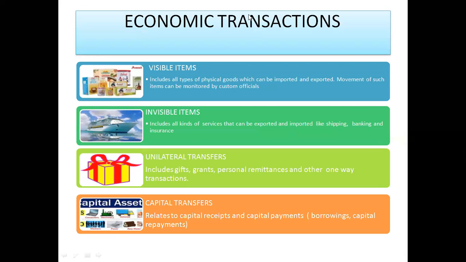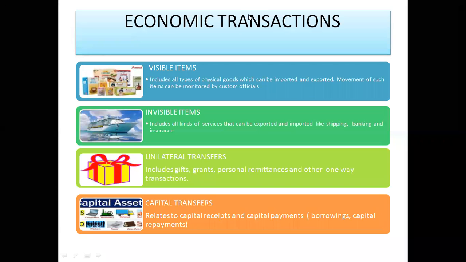And the fourth and last transaction that comes under the economic transactions, which can take place between two countries, is capital transfers. Capital transfers means where we are talking about capital receipts and capital payments, which we have already covered in the chapter on budget. Like borrowings, tell me, would borrowings be a capital receipt or capital payment? When I am borrowing or taking a loan from any other country, it would be a capital receipt. Of course it would be a capital receipt. Why? Because it is creating my liability.